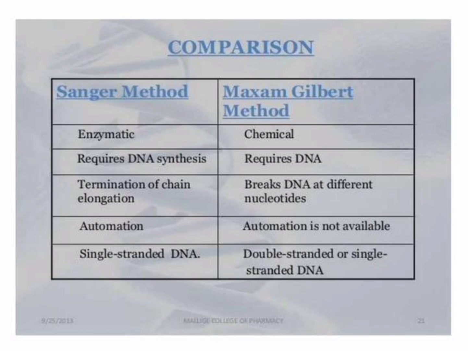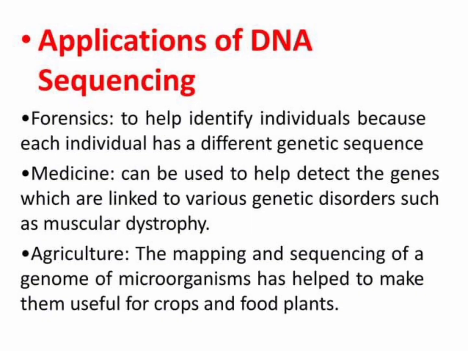So what are the applications of DNA sequencing? Basically in forensics, to help identify individuals, because each individual has a different genetic sequence. So you can identify who is the criminal and who is not, who is the innocent person.